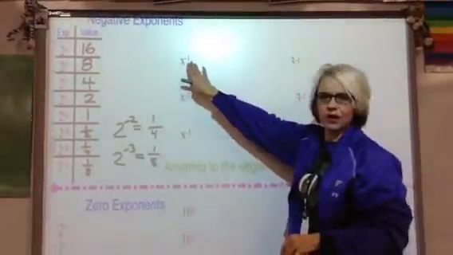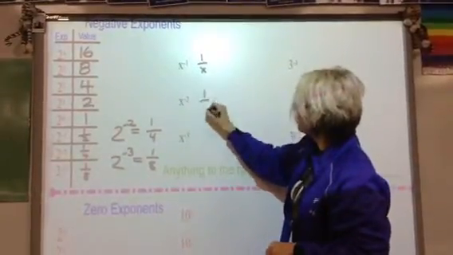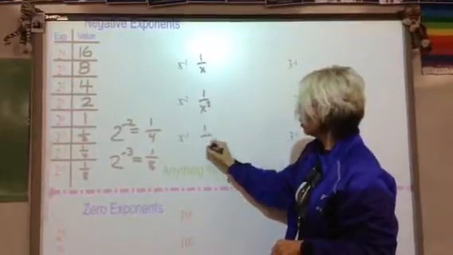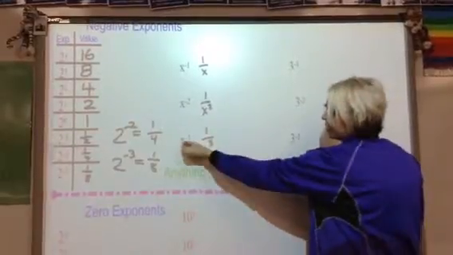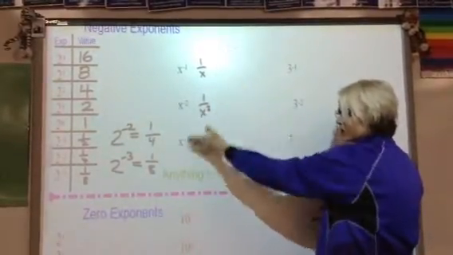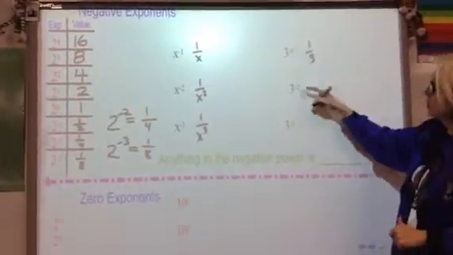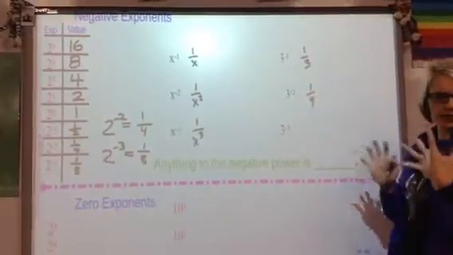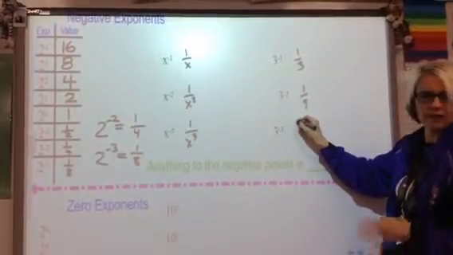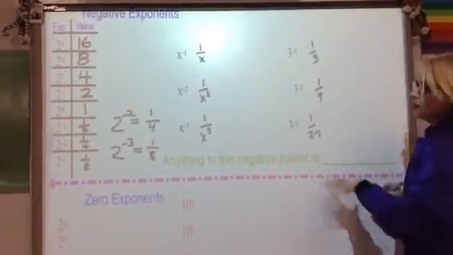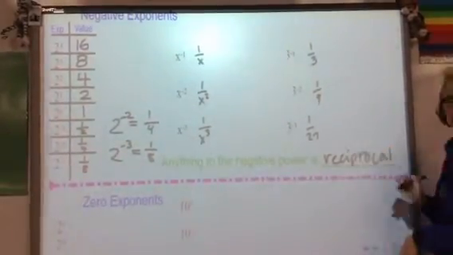So how does this work with a variable? Well, x to the negative 1 would be 1 over x. x to the negative 2 would be 1 over x squared. And x to the negative 3 would be 1 over x cubed. The negative exponent just means I'm taking that power, x cubed, to the reciprocal. So the reciprocal of x cubed is 1 over x cubed. Numbers again, 3 to the negative 1 is 1/3. 3 to the negative 2 is 1/9. And you can see why, right? 3 squared is 9. 3 cubed is 27, so it's the reciprocal of 27. So anything to the negative power is reciprocal. That's all it is. We'll be working with that today.